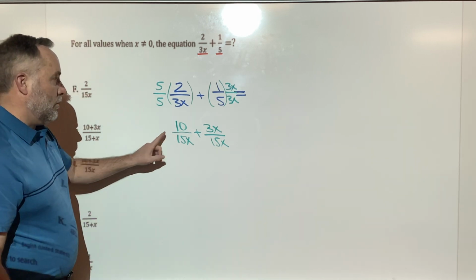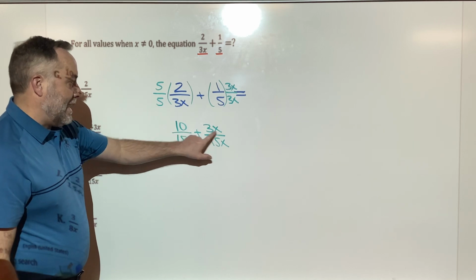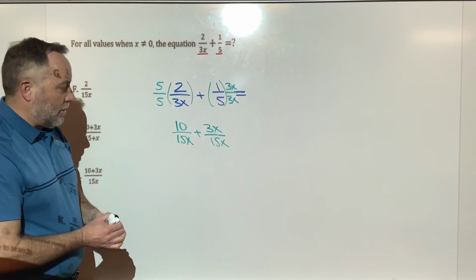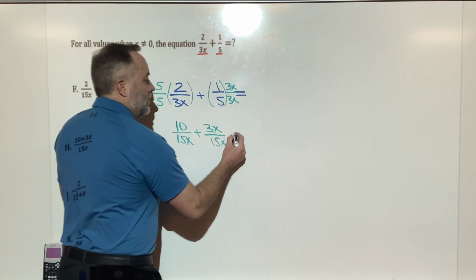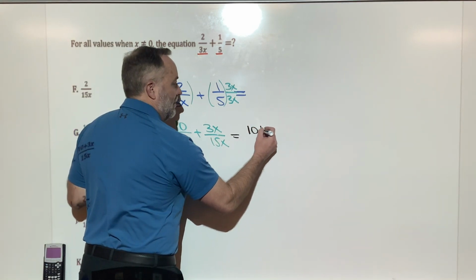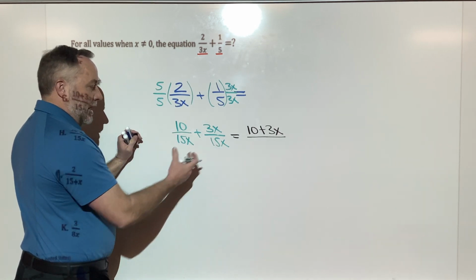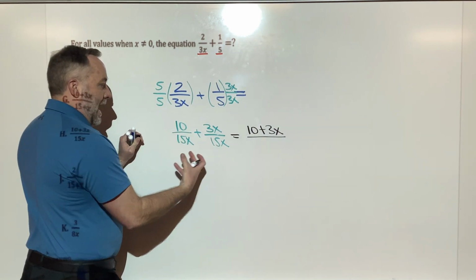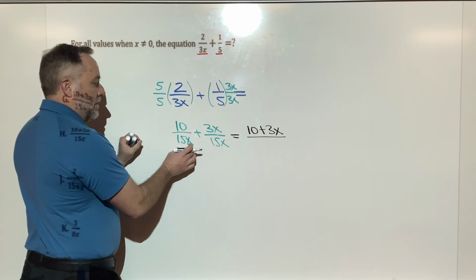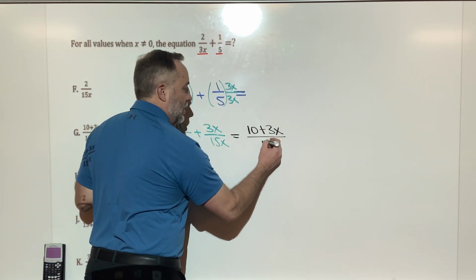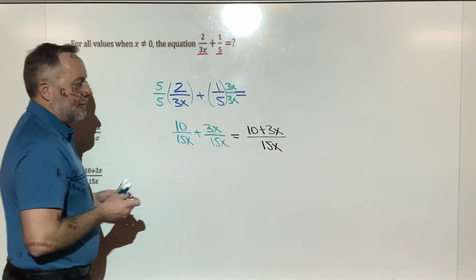If you look at the numerator, 1 has an x and 1 doesn't, so they're not like terms, which means we can't combine them. So the numerator stays as 10 plus 3x. And then the denominators, when you add the fractions, you've made them common, so you're adding the same pieces there, and so they stay the same. So this is just 15x.